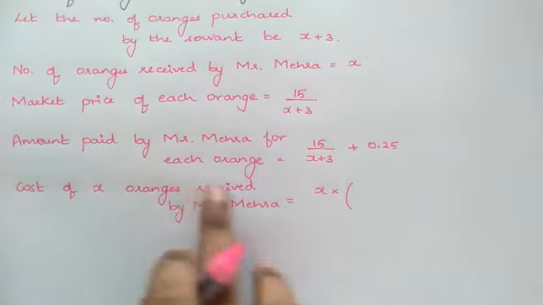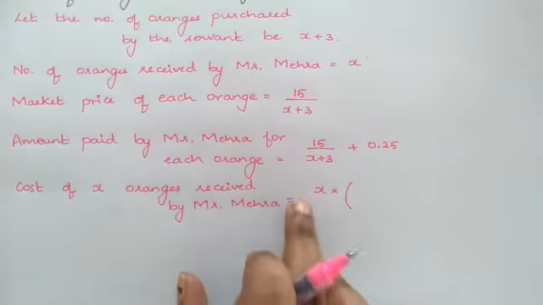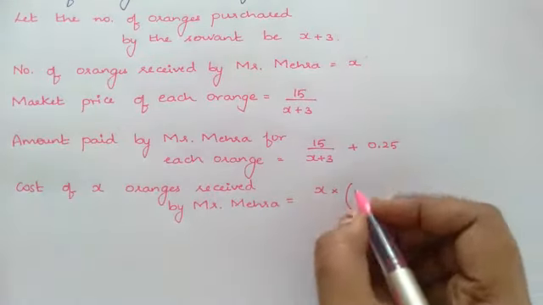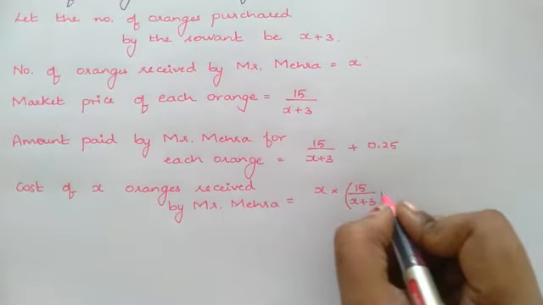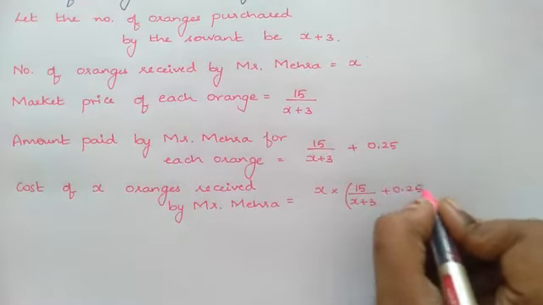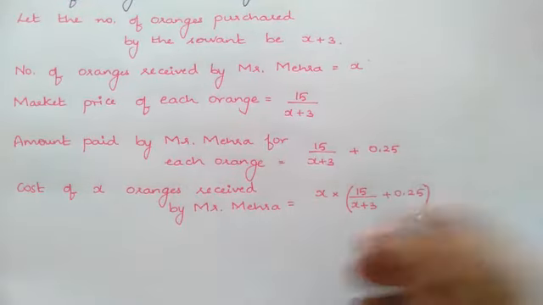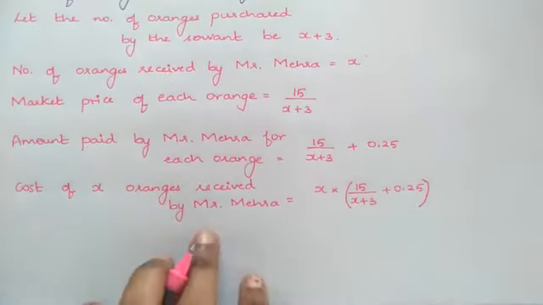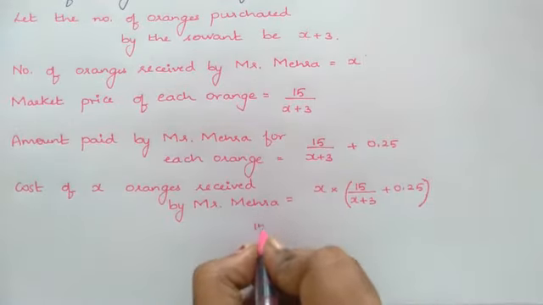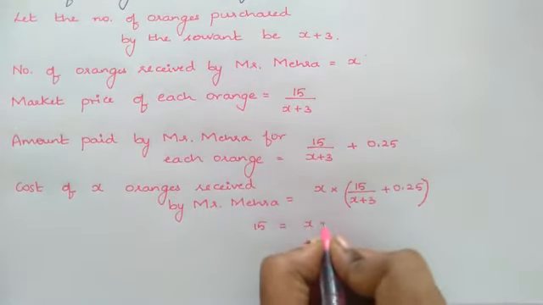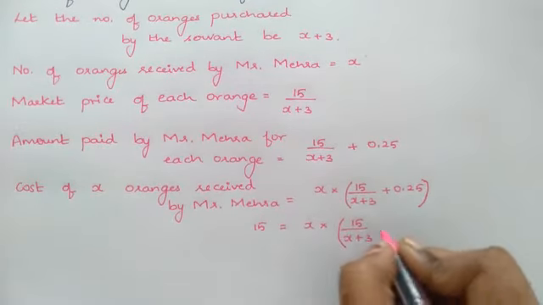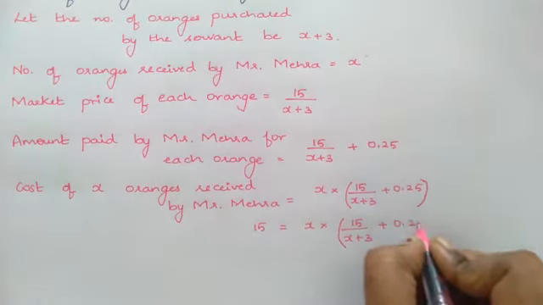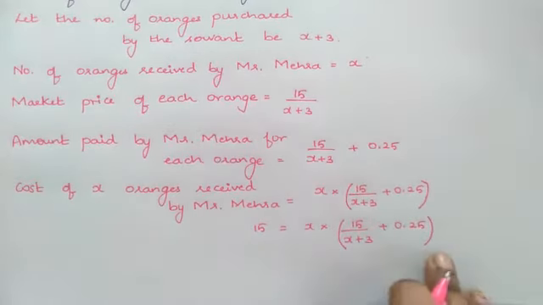So the cost of x oranges received by Mr. Mehra will be the number of oranges into the cost of one orange. That is, he has paid for one orange this much rupees. What is the actual cost he has given to the servant? 15 rupees. So 15 is equal to x into 15 by x plus 3 plus 0.25. We are supposed to solve this equation and identify the value of x.